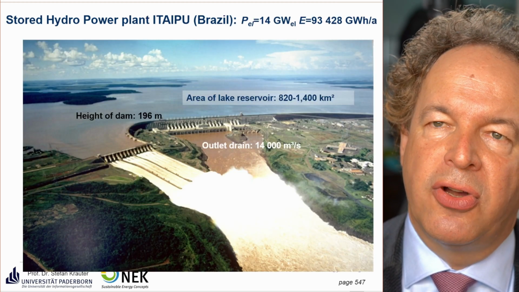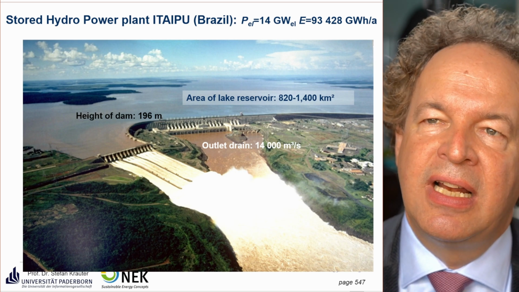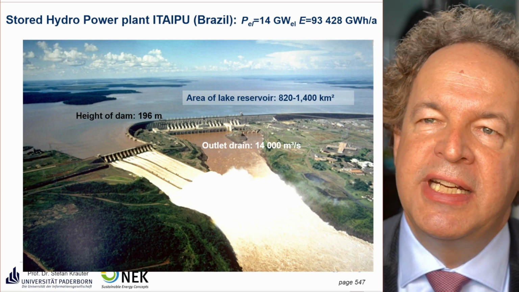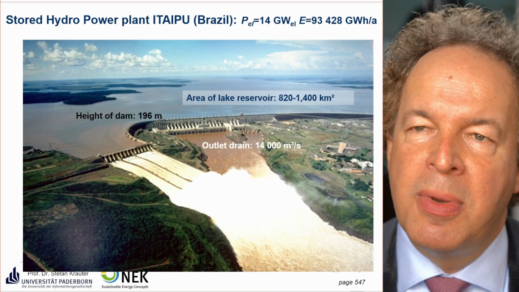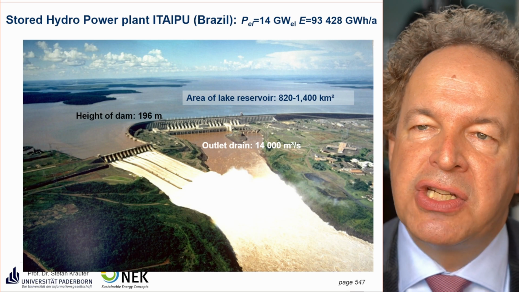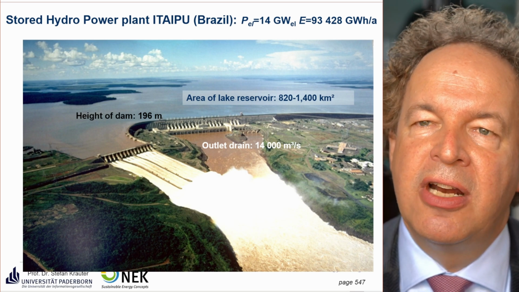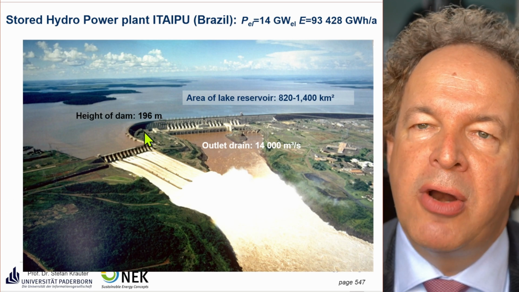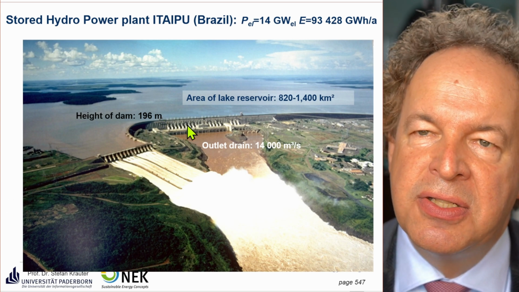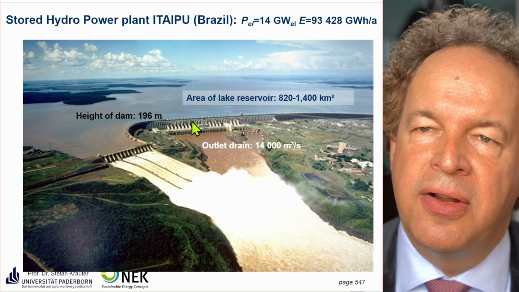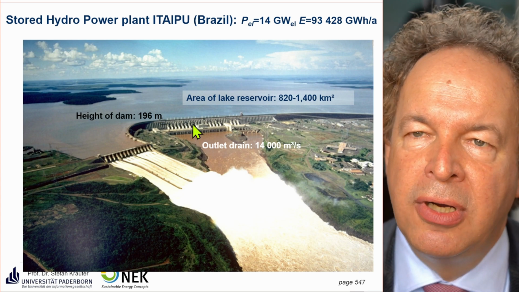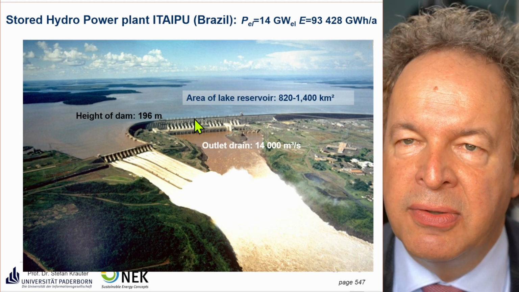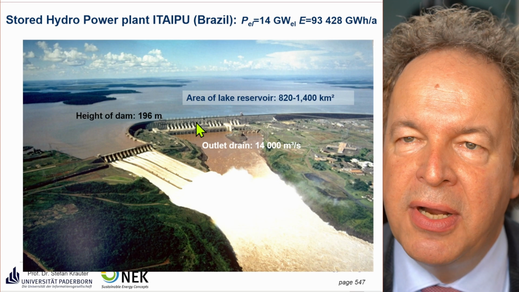It's another example of a stored hydropower plant in Brazil, Itaipu. This is a power of 14,000 megawatt or 14 gigawatt. It's an enormous lake reservoir, on average 1,000 square kilometers. The height of the dam is 196 meters. So that's higher than the Cologne Cathedral or the Ulmer Münster. They are only 160 meters. So it is really high, almost 200 meters of height.